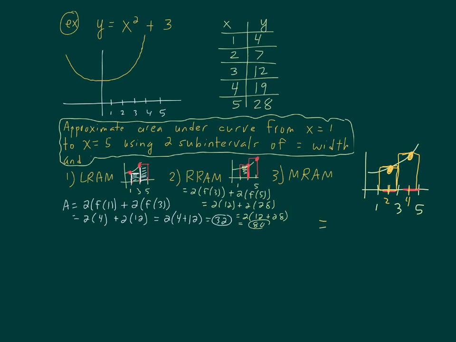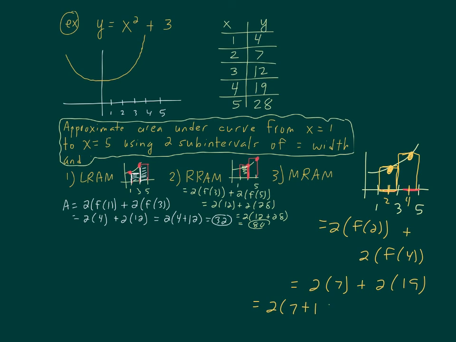So here our area would be, for the first one, a width of 2 and the height would be f of 2, plus the second one, which would be 2 times f of 4. If we look at our table here, f of 2 is 7 and f of 4 is 19, which we know is 2 times 7 plus 19, so that's 2 times 26, which would be 52 for our area. And if we look at our graph here, it looks like there is a little bit of space below the curve and a little bit of space above the curve, so we suspect that this would be the best answer.